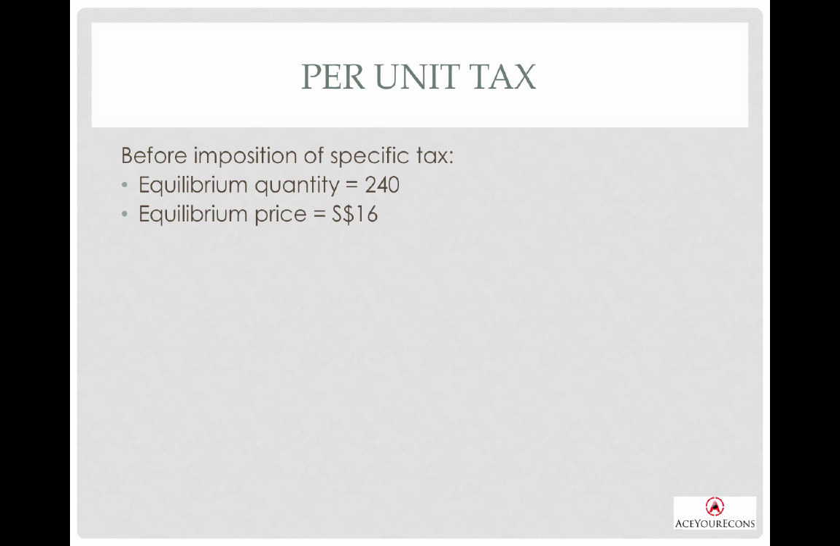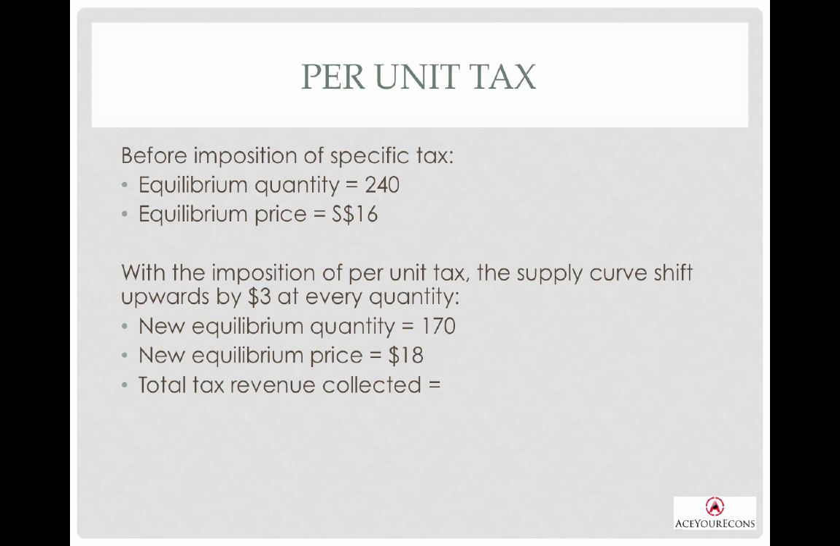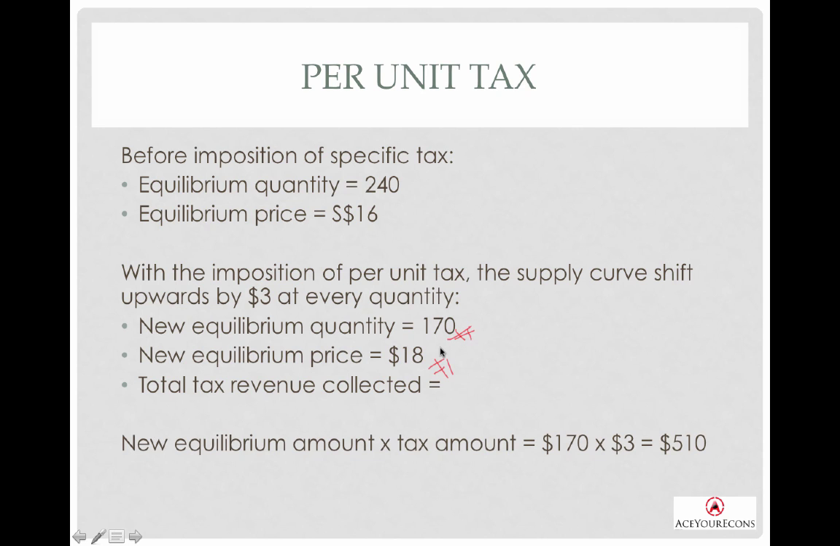I'll go through the ballpark figures very quickly. You do not need to know all these numbers specifically. Initially, before the imposition of tax, equilibrium quantity is 240 and equilibrium price is 16. When you impose a per unit tax, you will have a lower quantity and a higher price. The total tax revenue, as I've highlighted, is the new quantity times the per unit tax amount of $3 per unit.